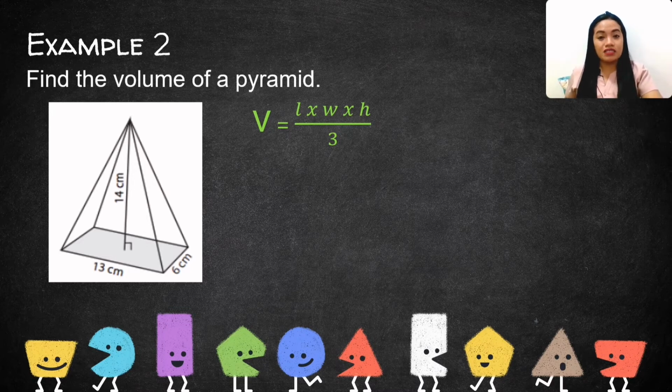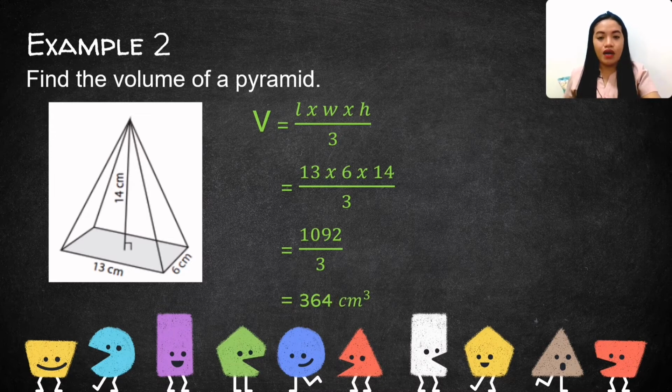Okay, now let us substitute all the value, which is length is 13 times the width, which is 6, times the height, which is 14, divided by 3. Okay, so 13 times 6 times 14 is equal to 1,092, divided by 3 is equal to 364 cubic centimeter. And that is the volume for our given pyramid.